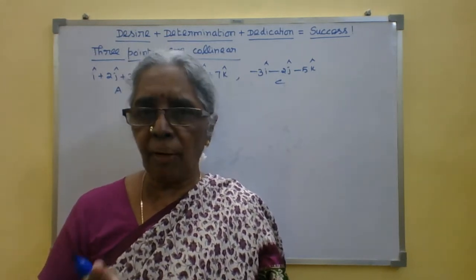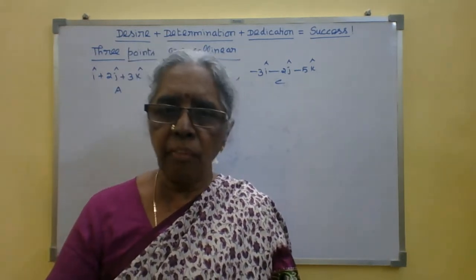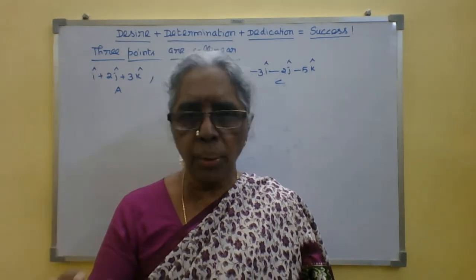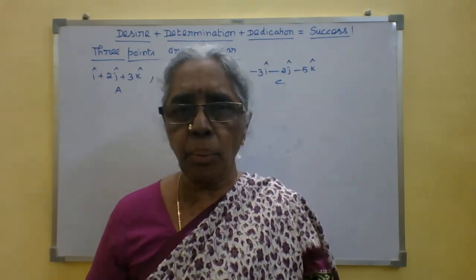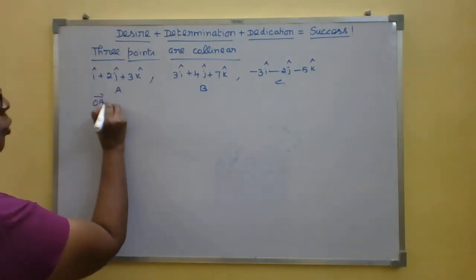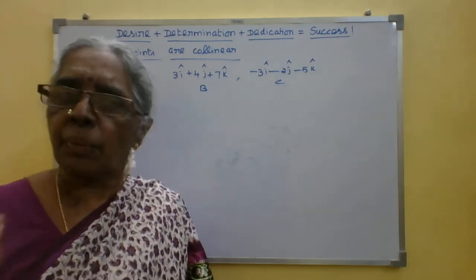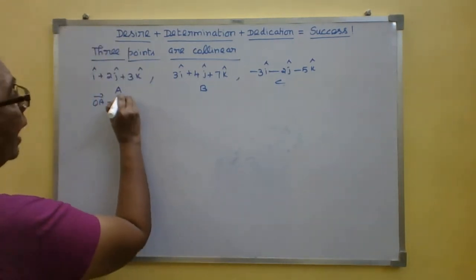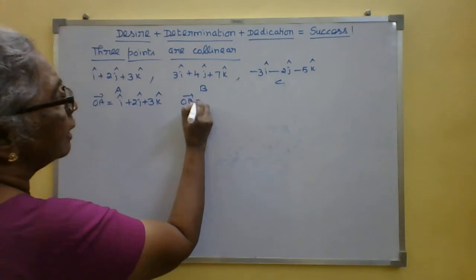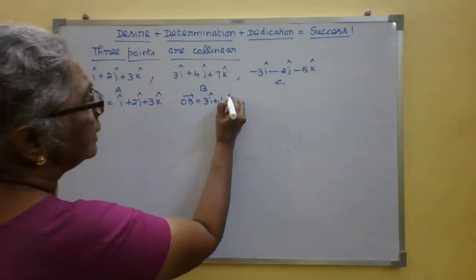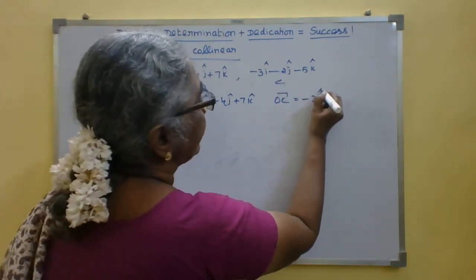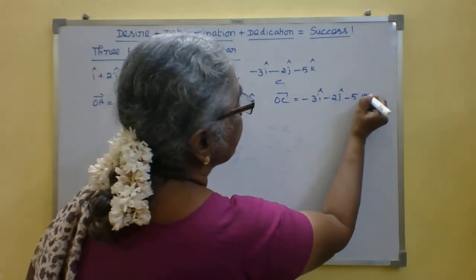Now you have to find any two vectors. You can either find AB vector and BC vector, or AB vector and AC vector, or BC vector and AC vector. Anything you can do. Now I am going to take, this point means this is OA vector, that any point is always a position vector. So now the OA vector is i cap plus 2j cap plus 3k cap. OB vector is 3i cap plus 4j cap plus 7k cap. OC vector is minus 3i cap minus 2j cap minus 5k cap.